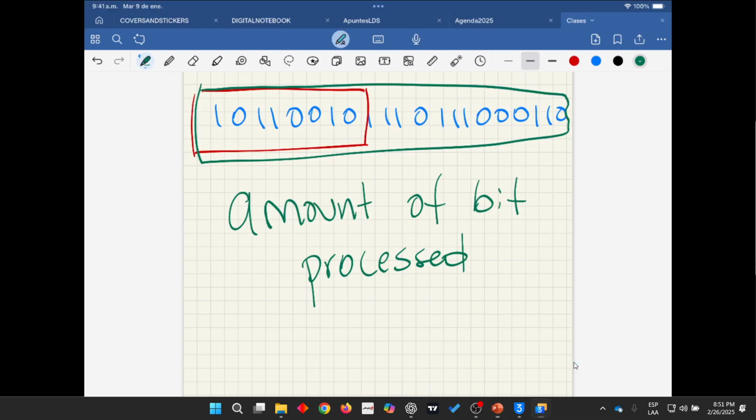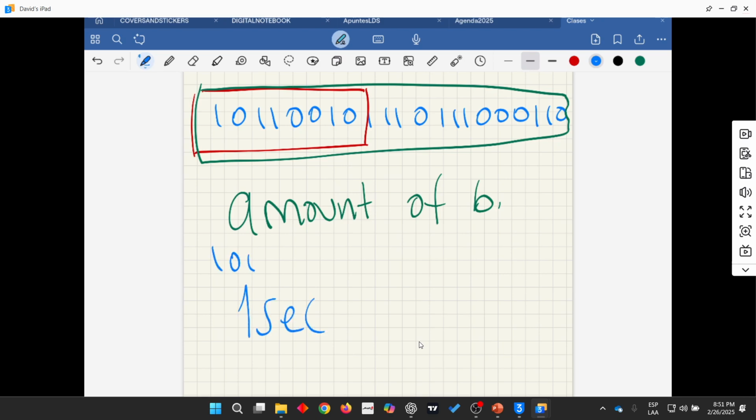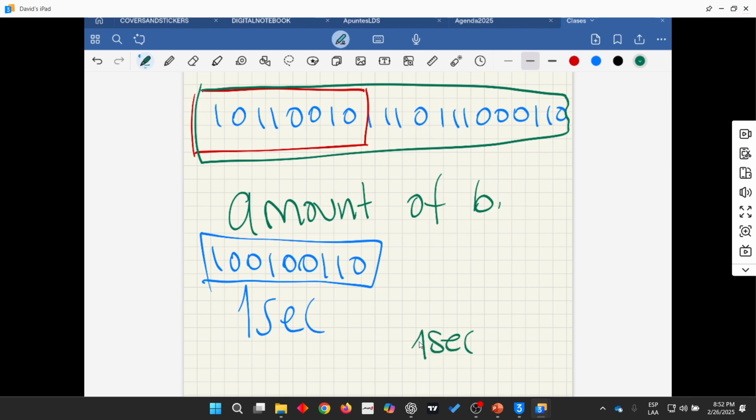I am making a drawing, but I know that you didn't see it. But let me explain once again. Let's suppose that in 1 second, I process 100100110. Okay, that is the amount of bits that we are processing. But what if in the same second I process more bits?